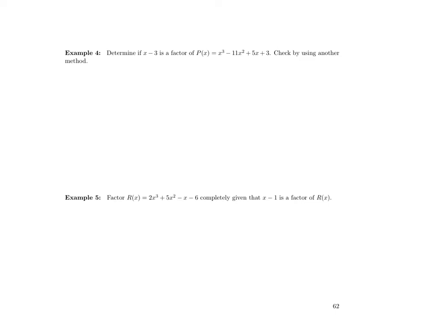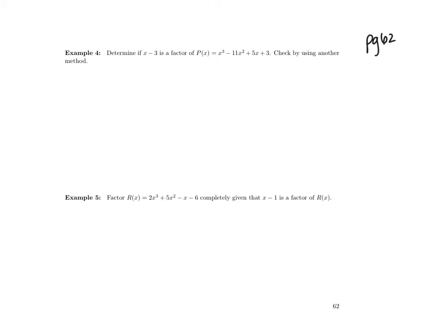Okay, if you'll flip to page 62 in your spiral, we will pick up in Unit 3. So in Unit 3, we're still looking at zeros and what those entail and what they are. So what we're going to do on this first one, it says, determine if x minus 3 is a factor of this polynomial. Check by using another method.